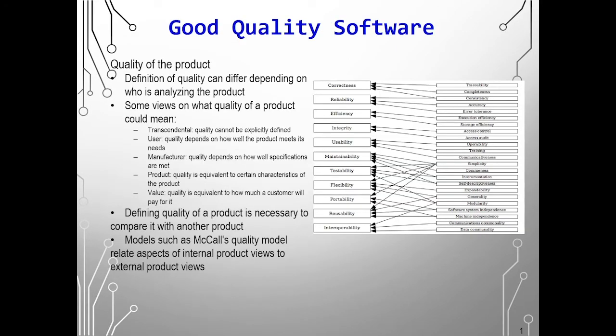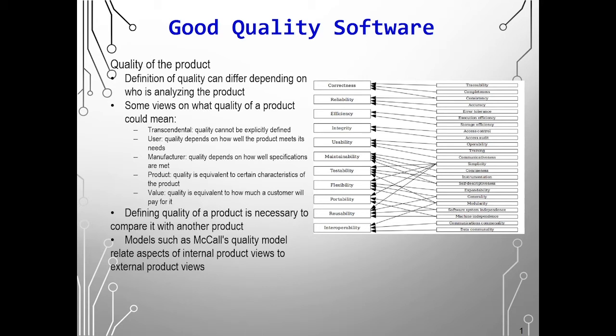There are a couple different ways to view good quality software. The first is based on the quality of the product. The definition of product quality can vary since different parties are involved with the product in different ways. A couple viewpoints on what product quality is based on are the transcendental view, which is that quality is something that can be recognized but not explicitly defined. The user view, where quality depends on how well it meets the user's needs. The manufacturer view, where quality depends on meeting specifications or requirements. The product view, where quality can be directly related to the inherent characteristics of the product. And the value-based viewpoint, where the quality of the product depends on how much a customer is willing to pay for it.